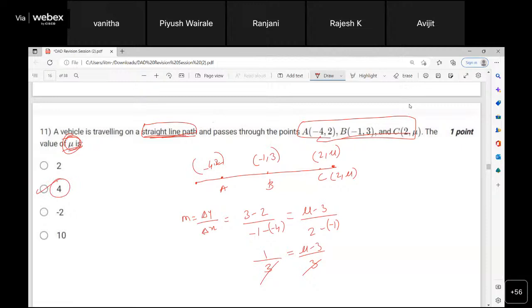We can also create the straight line formula using the first 2 points and just place the x value in the straight line equation and get the y. That will also satisfy it. Yeah, that will also work.